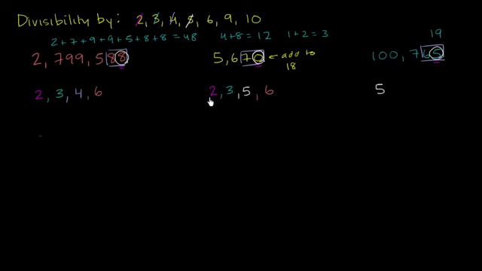Here we're divisible by 2 and 3, so we're going to be divisible by 6. And if you were just divisible by 2 or 3, just one of them, then you wouldn't be able to do this. You have to have divisibility by both of them. And here you're divisible by neither 2 nor 3, so you're not going to be divisible by 6.